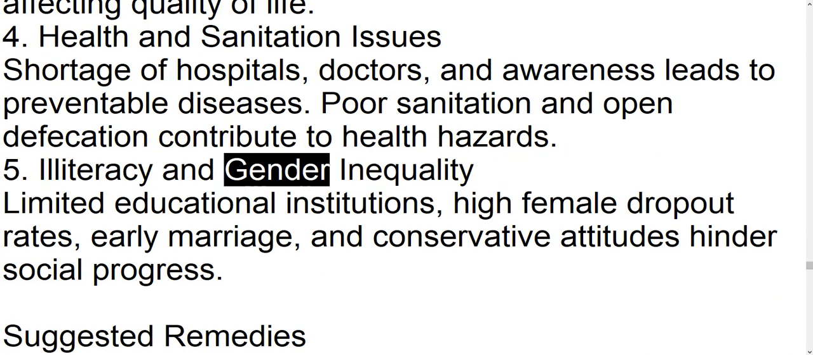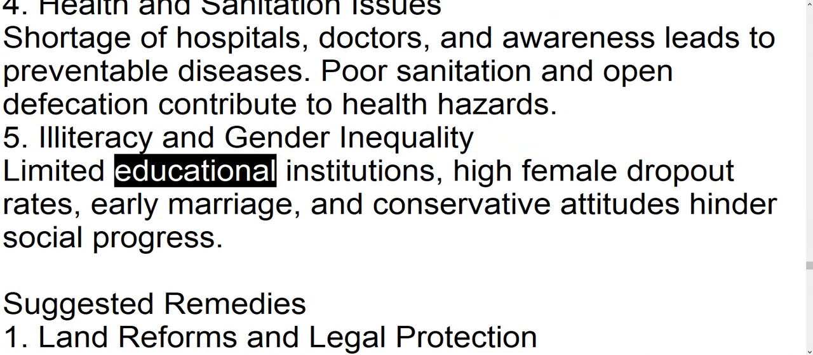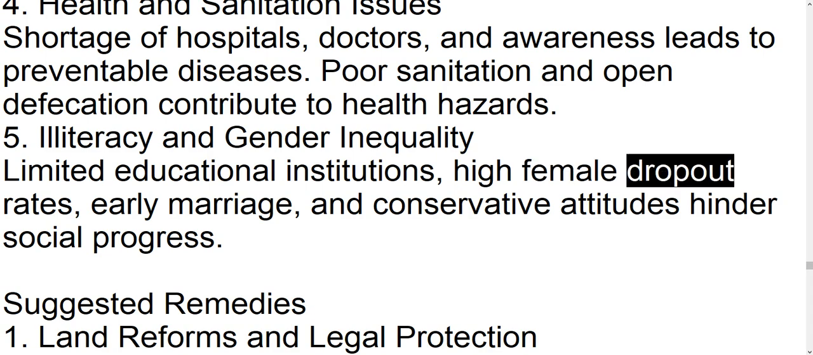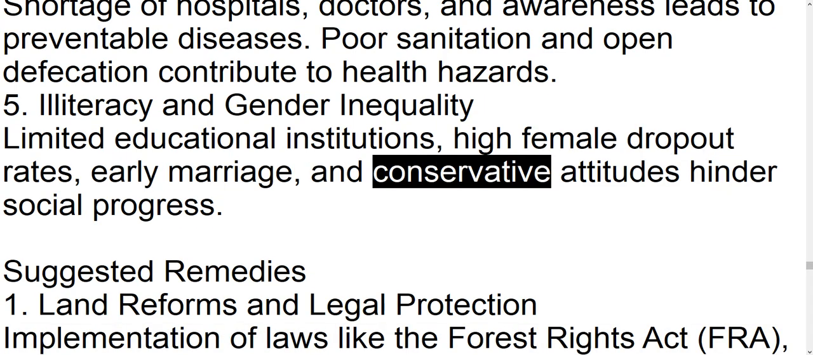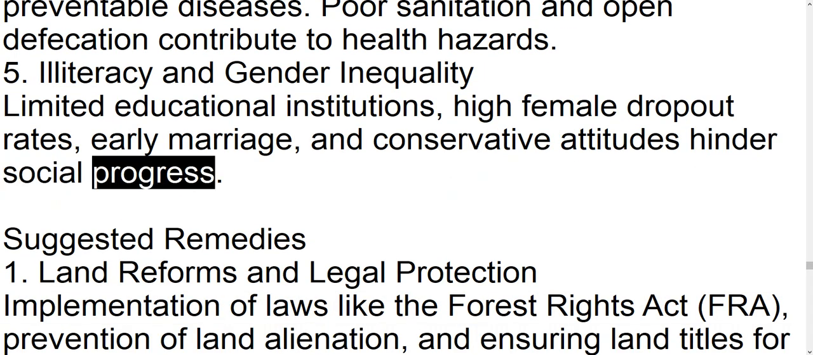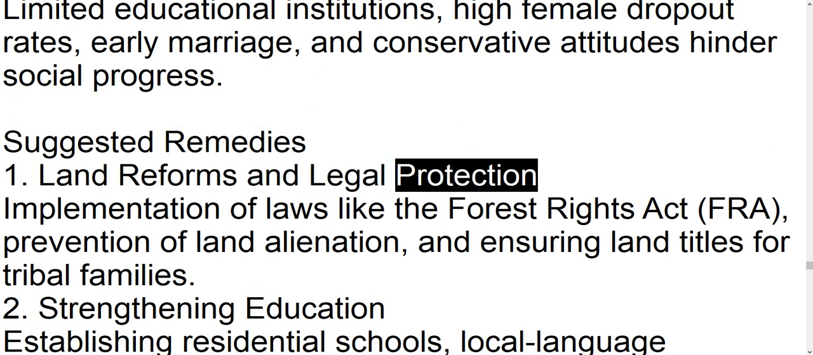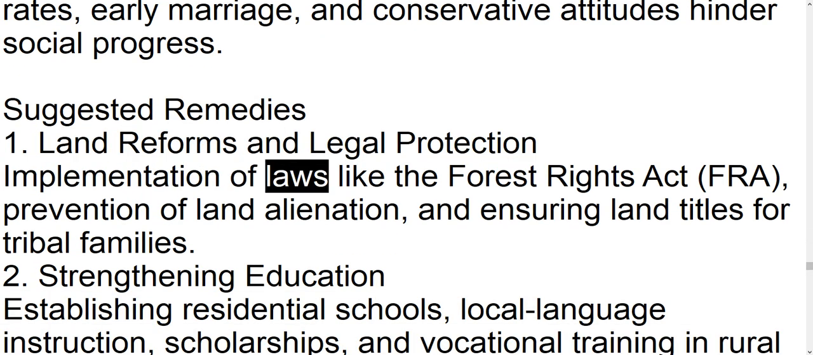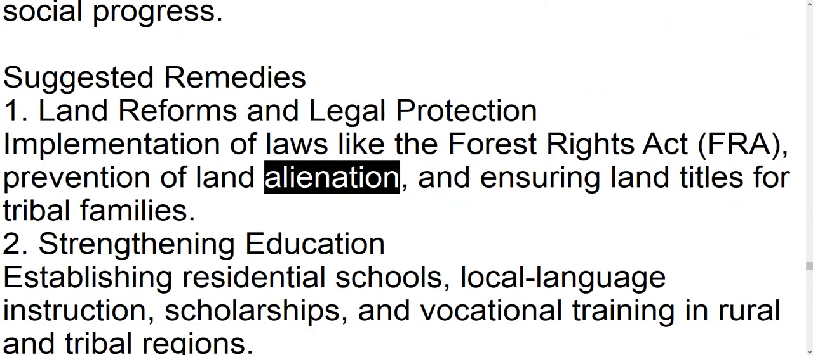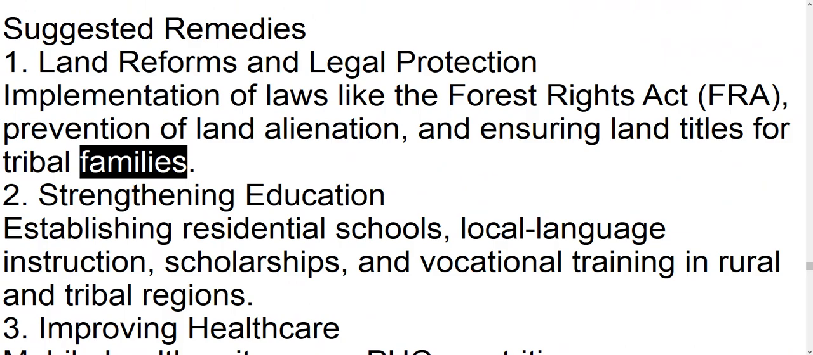5. Illiteracy and gender inequality. Limited educational institutions, high female dropout rates, early marriage, and conservative attitudes hinder social progress. Suggested remedies. 1. Land reforms and legal protection. Implementation of laws like the Forest Rights Act, FRA, prevention of land alienation, and ensuring land titles for tribal families.